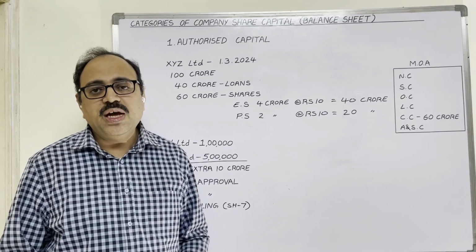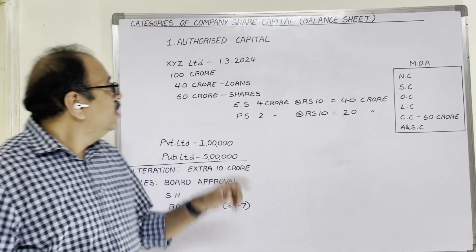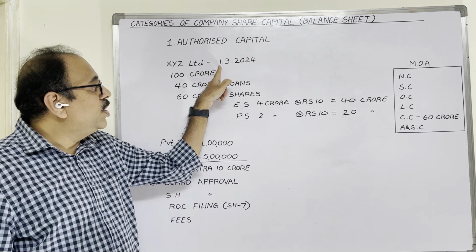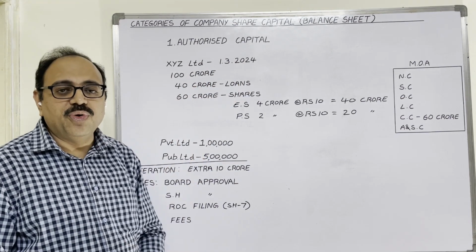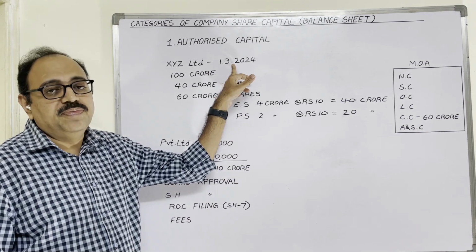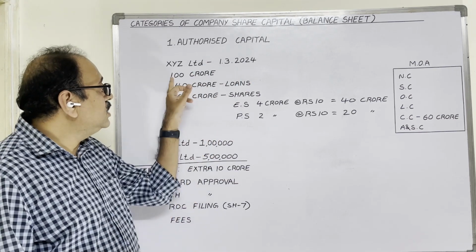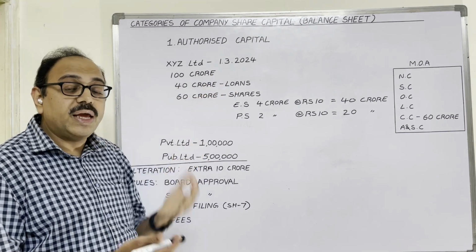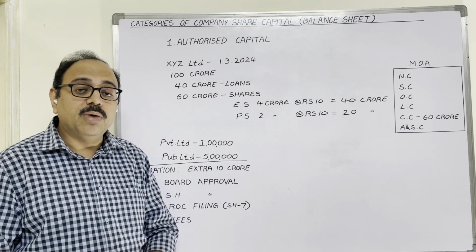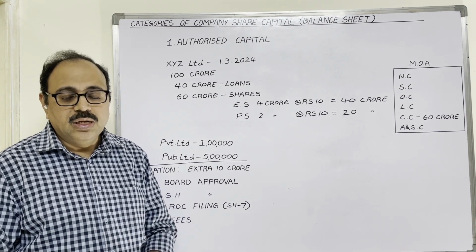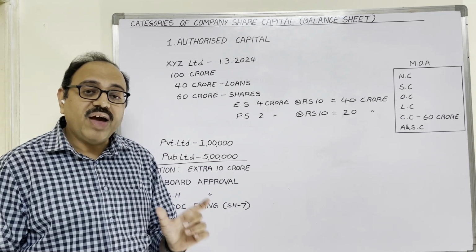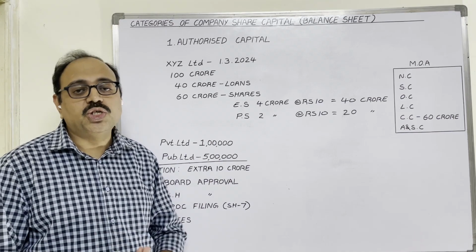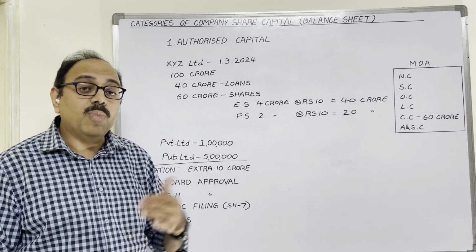Let us understand the meaning of this sentence with one example. XYZ Limited, a public limited company, is incorporated on 1st March 2024. It is registered on this date. So to run the business, the company needs 100 crore rupees, and the company decided to collect 40 crores by taking loans. Short-term loans, medium-term loans, the company collects from banks. Long-term loans, the company collects from financial institutions. The company may collect the loan amount by selling debentures to the public, or the company may sell bonds to the public.